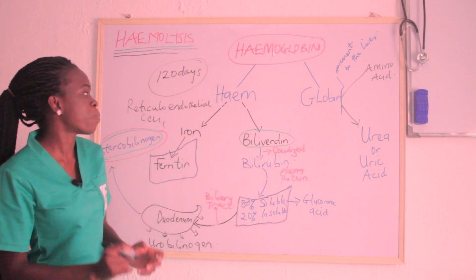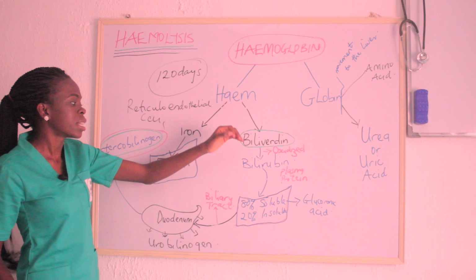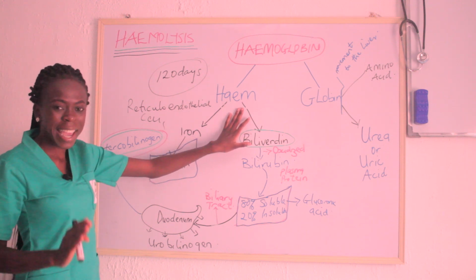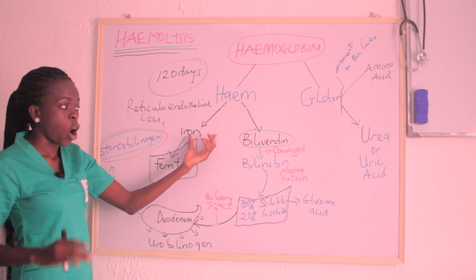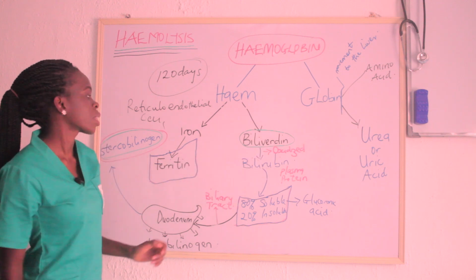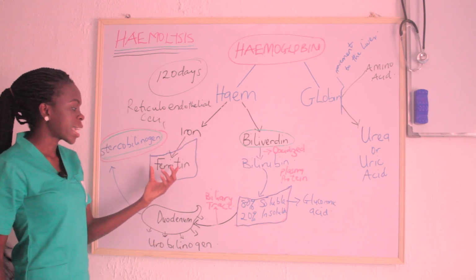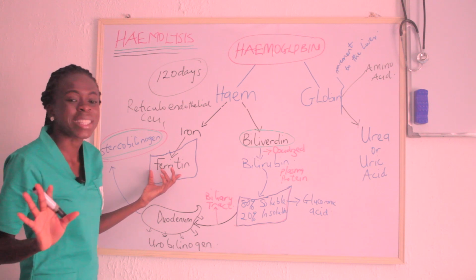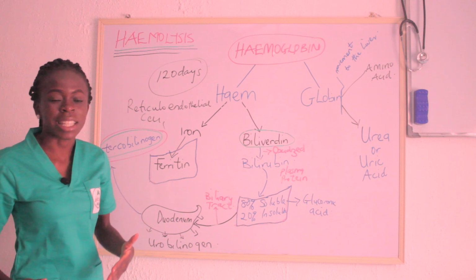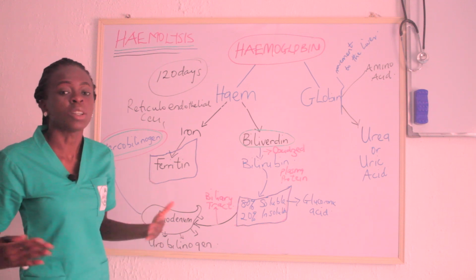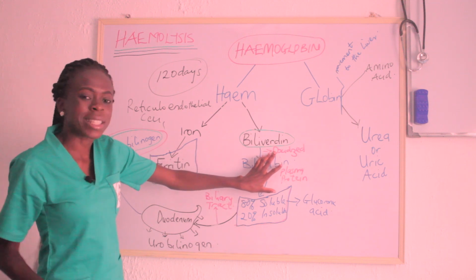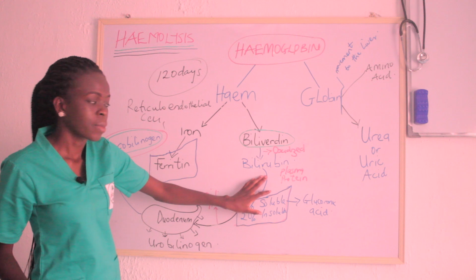Let's now go to the second part, which is the heme portion. This heme portion forms two things. Some part of the heme forms iron, and the other part forms what we call biliverdin. The iron is taken to the liver and stored as ferritin, and it is reused by the body when needed. The biliverdin in the spleen is oxidized to what we call bilirubin.